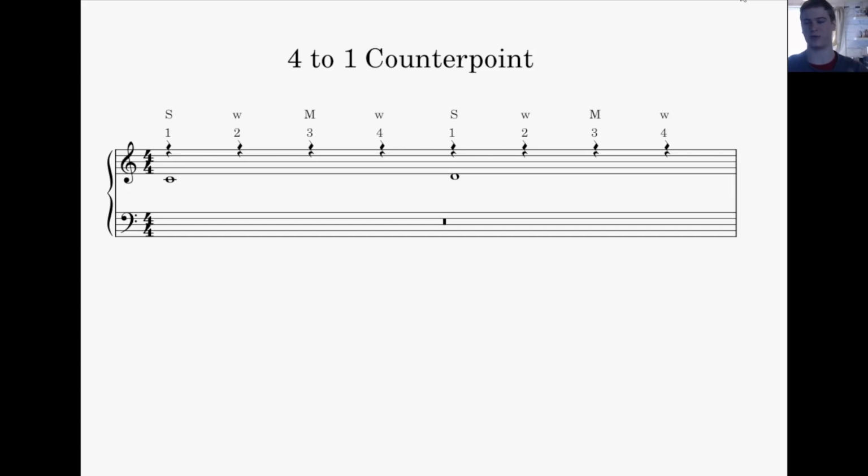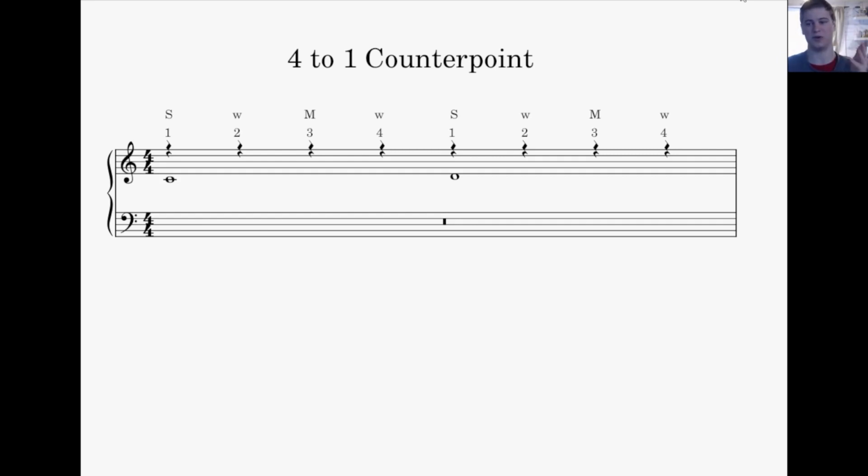Welcome to 4-to-1 Counterpoint. This is the fourth video in the Counterpoint series of species counterpoint. We had 1-to-1, 2-to-1, 3-to-1, and now 4-to-1. Along with an introduction to counterpoint, an introduction to species counterpoint, a video going over the difference between modal and tonal counterpoint, and some videos going over the 2-to-1 and 3-to-1 counterpoint responses found at the end of each video, which you'll also find at the end of this video.